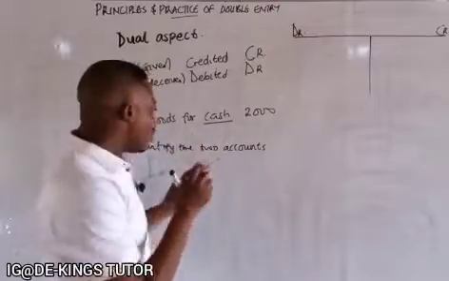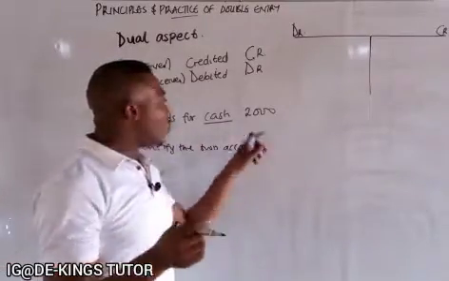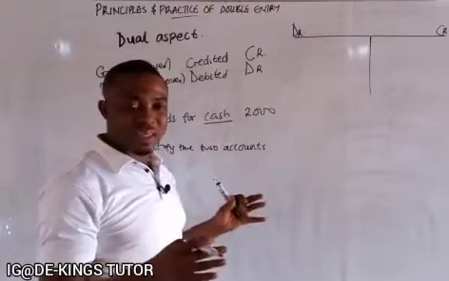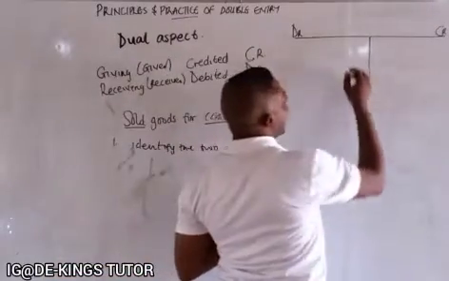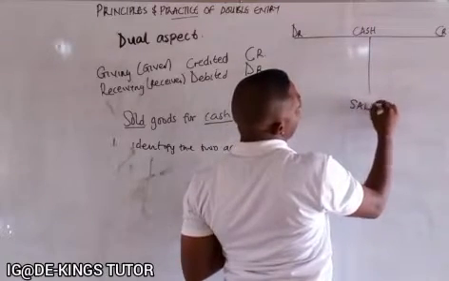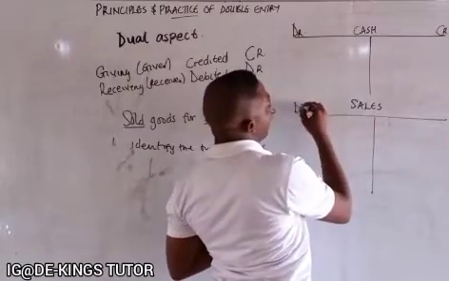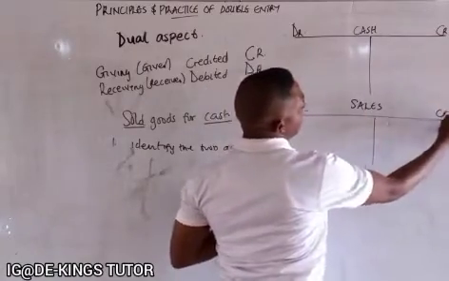So these are the two. The first thing is to identify the two accounts. We said one transaction, two accounts affected. So if I identify the two accounts, probably I can call this cash and I can call this sales account. The same thing, it will have debit, it will have credit.